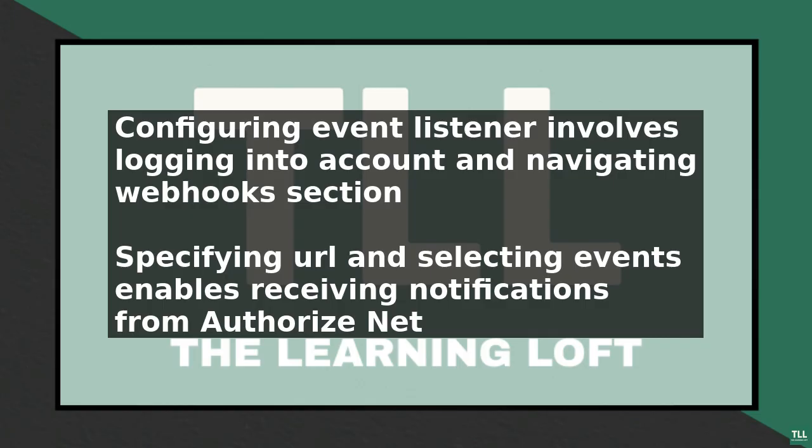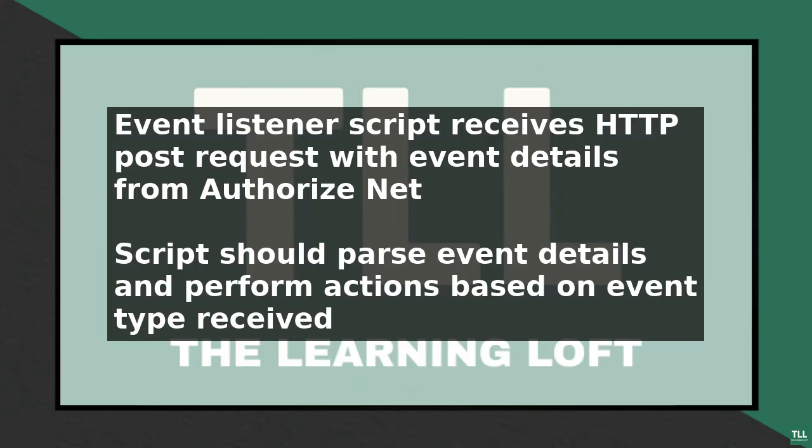For example, if you receive a payment settled event, you may want to update your database to reflect that the payment has been settled. Some key concepts to keep in mind when using Authorize.Net events include the event types that are available, such as payment settled, refund issued, and transaction declined.